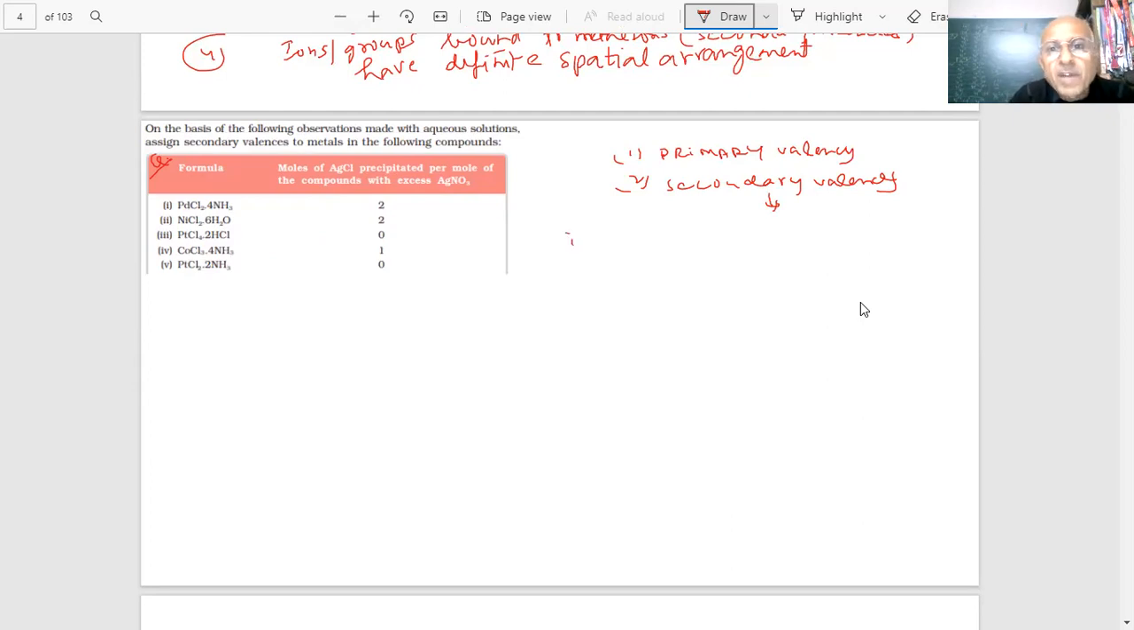For example, question number 1, what is the formula? PdCl2 4NH3. And how many moles of AgCl per mole of the compound? He added silver nitrate, and 2 moles of AgCl are obtained. Then you have to answer what is the secondary valency here. How many groups are attached to the central metal? You have 1 minute to answer the question, students.